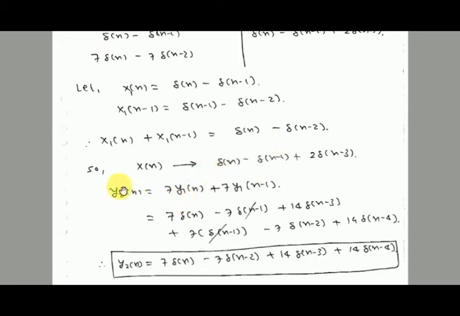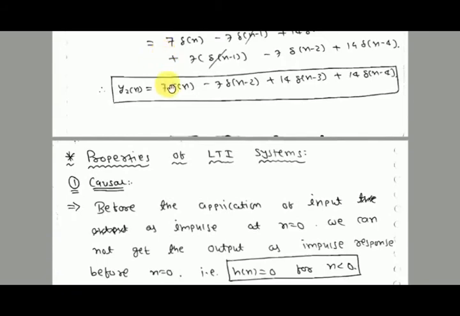The output due to this input is the output due to x1 of n plus the output due to x1 of n minus 1. The output due to x1 of n is y1 of n, and the output due to this is y1 of n minus 1. You have to multiply with 7 because here the extra term is 7. Okay, you can find it.